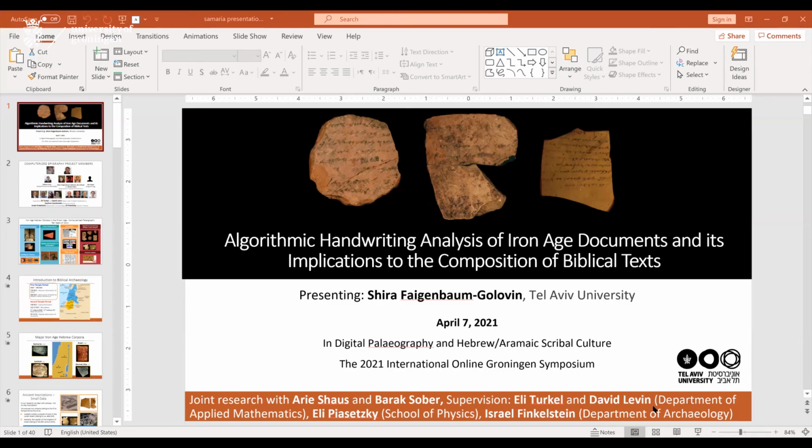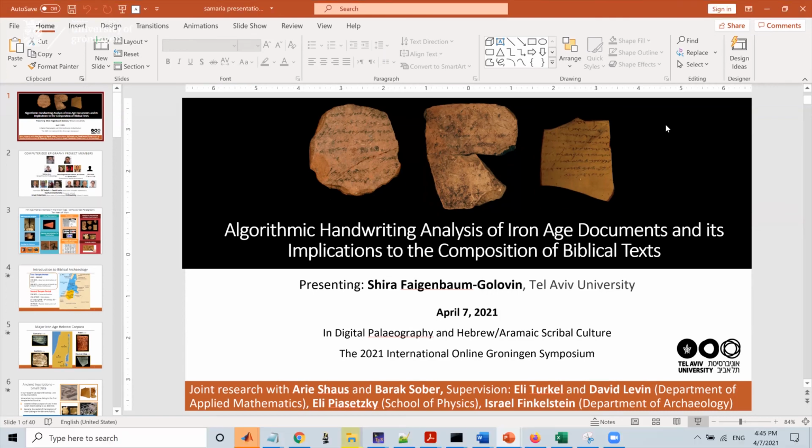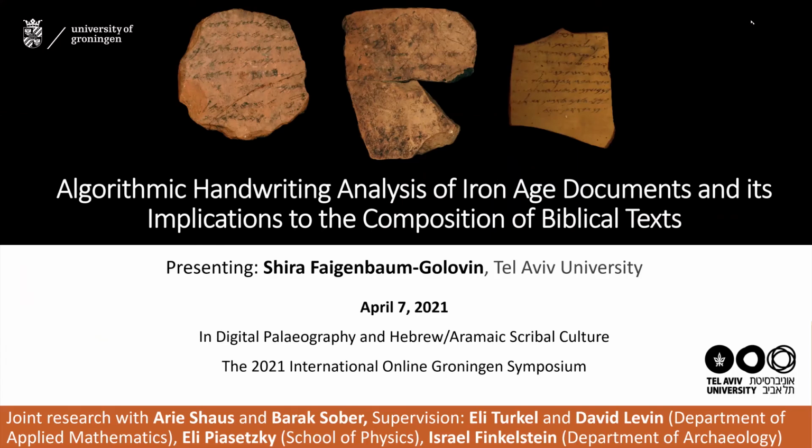And the first will be by Shira Faigenbaum-Golovin, Algorithmic Handwriting Analysis from Iron Age documents and its implications to the composition of biblical text. Shira Faigenbaum-Golovin is a PhD student at the Department of Applied Mathematics at the School of Mathematical Sciences, Tel Aviv University, under the supervision of Professor David Levin and Professor Joel Skolniczki. Her research strives at designing approximation tools for manifolds embedded in high dimensions. The floor is yours.